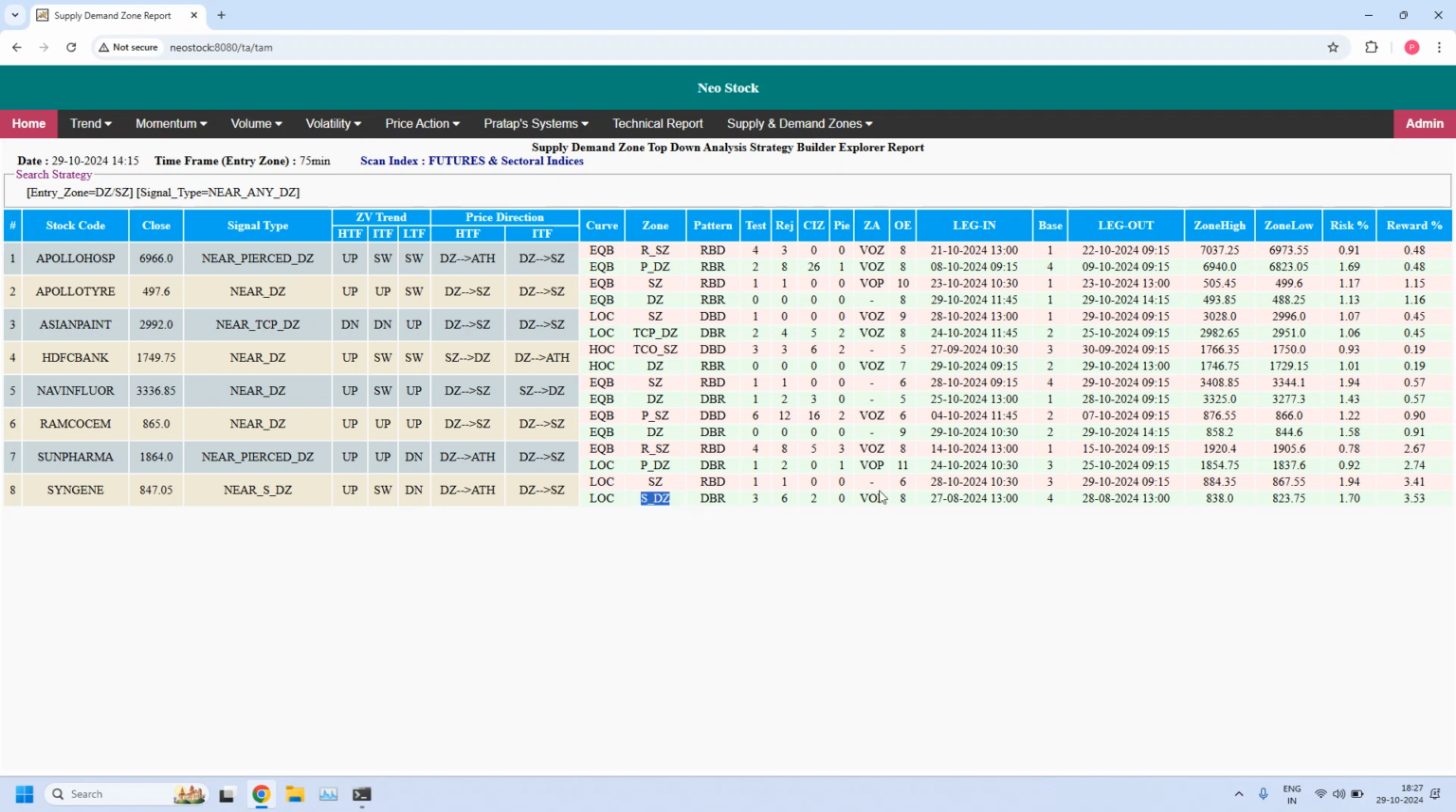Okay, Syngene is having a high liquidity 75 minutes supply zone. If you can find a fresh fine-tuned 5-minute zone or any high liquidity zone, you can plan the trade or even any aggressive trade setups available, because it is already tested 3 times and 6 rejections are there from the zone. Okay, we identified only one high liquidity 75-minute demand zone from this list.